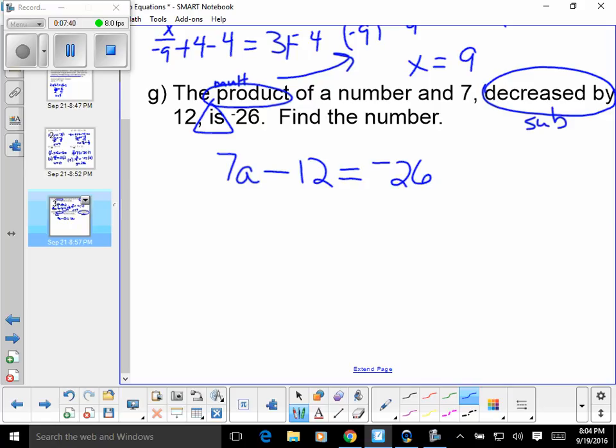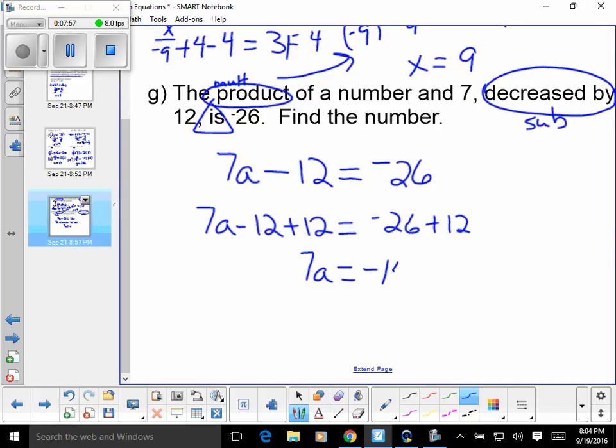From here, you should know or remember how to solve it pretty well. 7a minus 12 plus 12 equals negative 26 plus 12. So I will have 7a. Negative 26 plus positive 12 is going to be negative 14. I still have to divide by the positive 7. And a will equal negative 2.